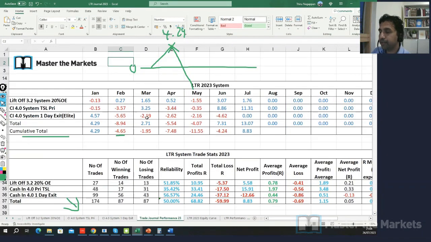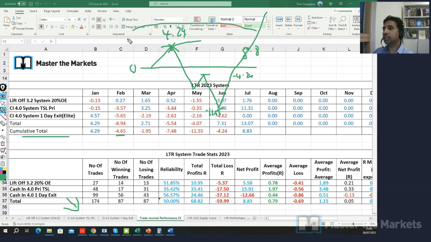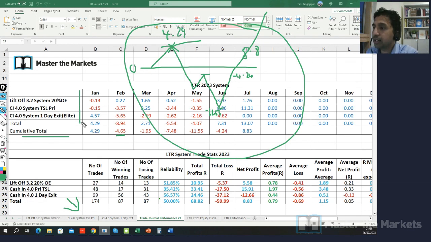No hiding. So you can see that 4.65, then it bounced back up a bit, minus 1.95, then minus 7.48, and then going down further, minus 11.55. This is where it got to, and then it shot up more to minus 4.24, taking out this drawdown point. Then in July, it shoots up to 8.83%, taking out its last peak over here. That's how the curve looks on these three strategies on one of our trading rooms.